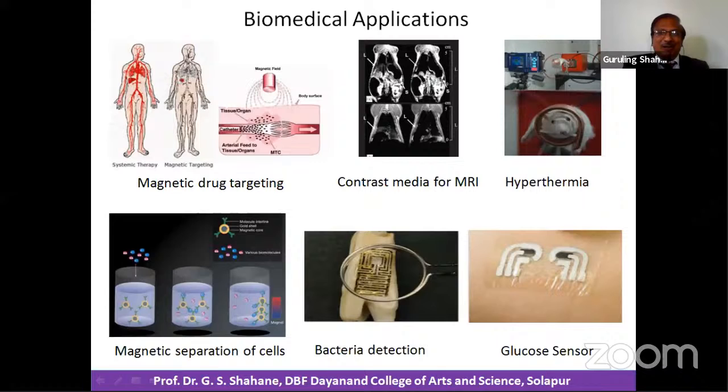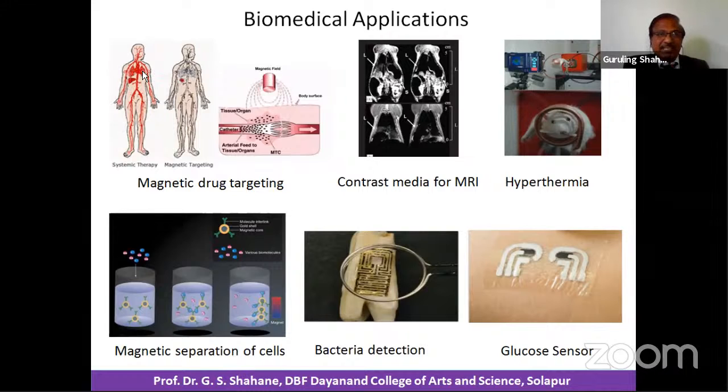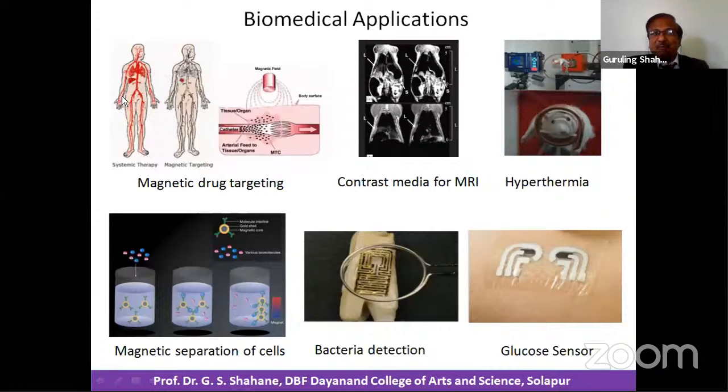Biomedical applications. In the field of medicine also we can use nanotechnology. Say, magnetic drug targeting, we can call it targeted drug delivery. So what is our conventional method of taking a drug? We have to swallow a tablet or inject the medicine into our body. So that medicine is circulated throughout the body. Even though it is required for a specific part of the body, it is circulated throughout the body. So the required dose is very large.